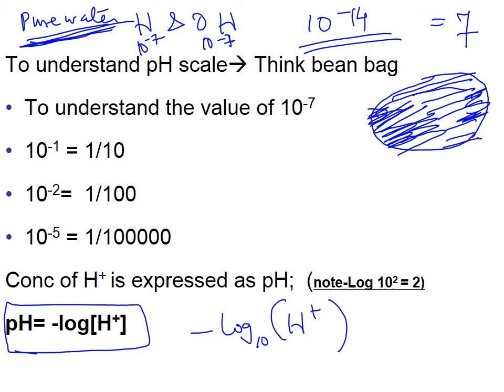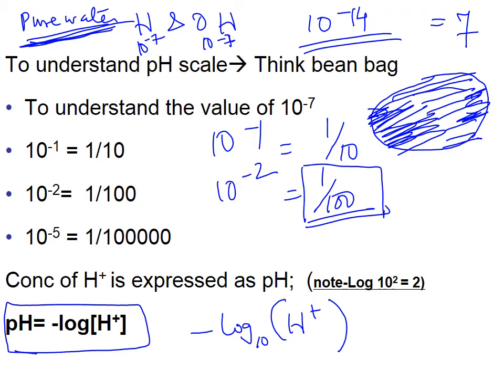If I have to understand the value of pH, now tell me, if I say 10 raised to minus 1, how will you represent it? You will represent it as 1 by 10, right? And you would be right. Now you have 10 raised to minus 2. How will you represent this? 1 by 100. Now tell me, is 1 by 100 more than 1 by 10? No. 1 by 100 is lower in value as compared to 1 by 10.